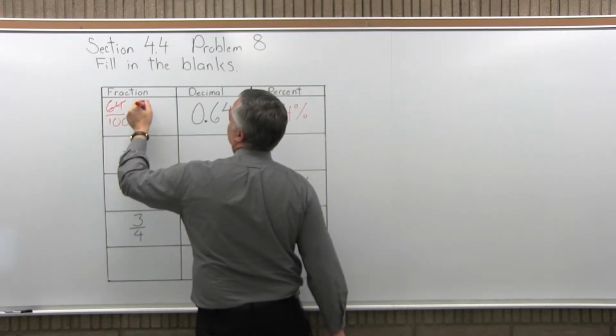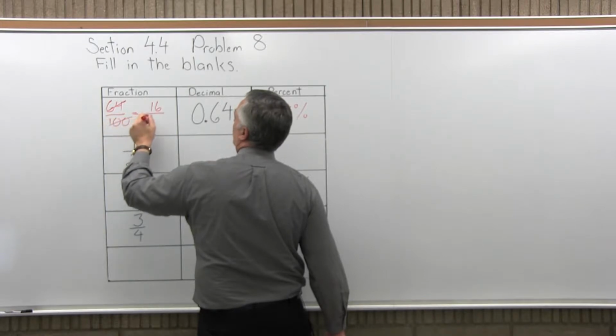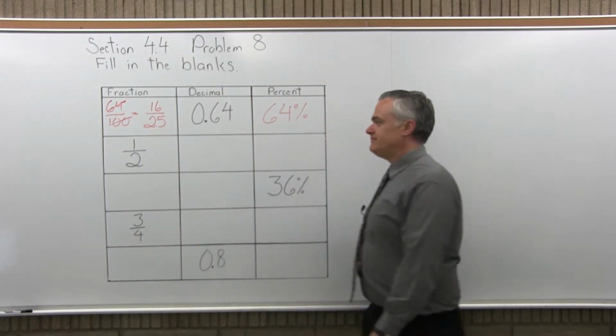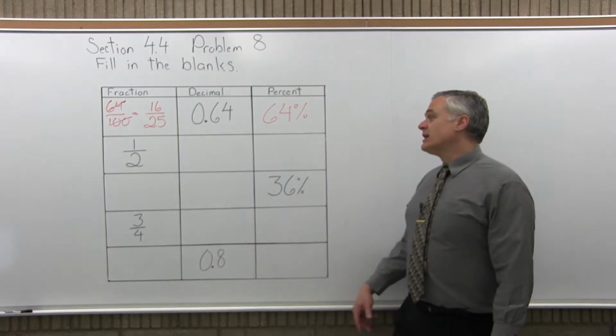So 4 divides into 64 16 times. 4 divides into 100 25 times. And now, can I reduce any more? No. So 16 over 25 is the fraction. So come down to the next row.